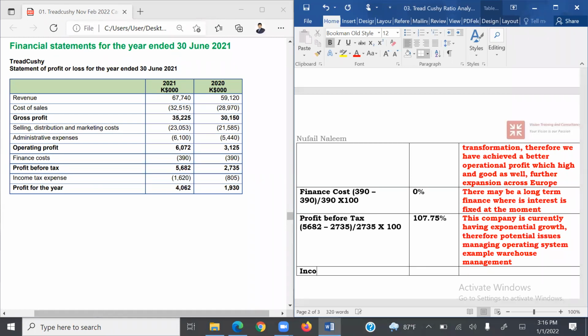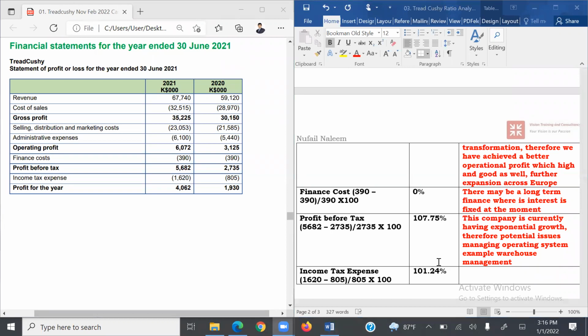And then you have something called income tax expense. So let's complete that as well. That's going to be 1,620 minus 805, which I'm going to divide by 805 and multiply by 100. So let's work on that, students. 1,620 minus 805 divided by 805. So the answer here is going to be 101.24 percent, if I'm not mistaken.